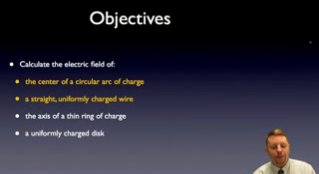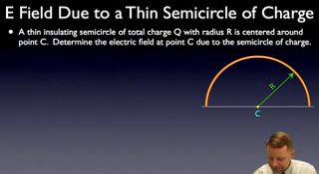Now, because this could get pretty lengthy, I think we're going to break this up into two separate videos. The first one will cover the circular arc and the uniformly charged wire, and then the next one will cover the thin ring of charge and that uniformly charged disk. So with that, let's dive in.